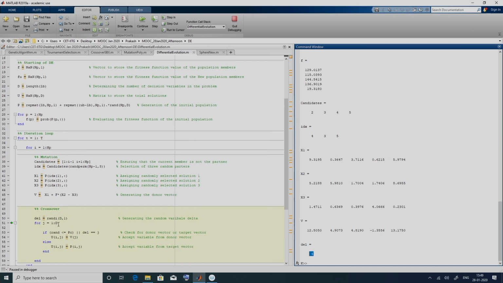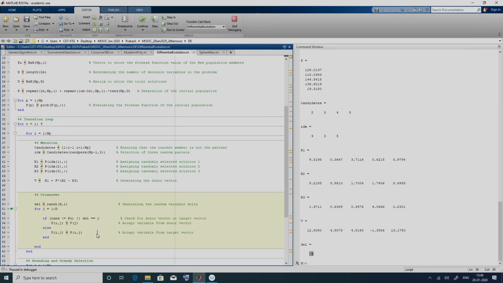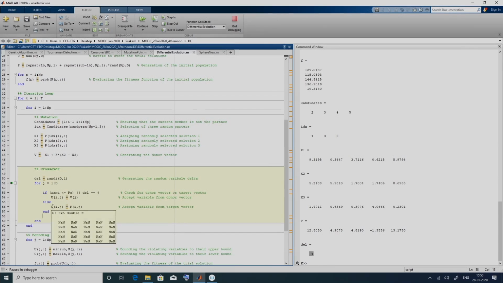Now, we need to perform the crossover operation with these two conditions. We select a random number; if it is less than the crossover probability, or if del is equal to j, we need to copy from the donor vector, else we need to copy from the target vector. The trial vector is going to be stored in U. For j equal to 1, the condition is satisfied. The random number that it generated was less than the crossover probability, because del is 4 and j is 1. So, this condition was not satisfied, and this condition was satisfied.